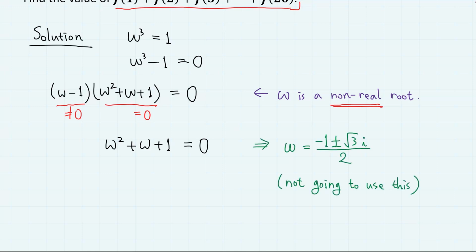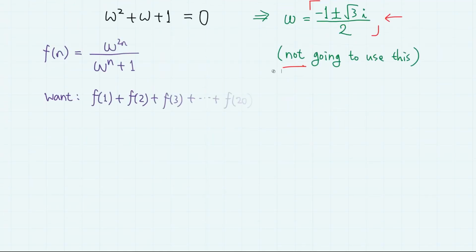By the way, solving this quadratic equation gives omega equals negative 1 plus minus square root of 3i over 2. So omega is one of these two complex numbers, but the thing is, we don't really need this value to solve this problem. So you are not going to see this value ever again in this video. Let's get to function f of n. We want to find the value of this expression. Of course, you can calculate individual values of f1, f2, f3, and so on if you want, but let us think about a more elegant approach.